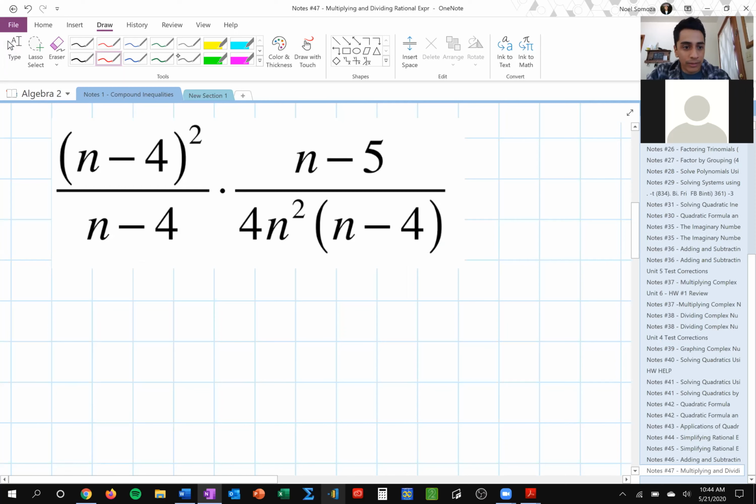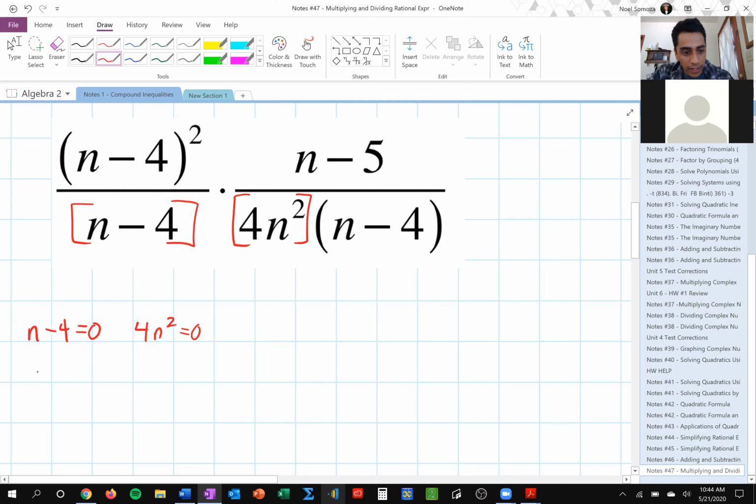Well, since one of my excluded values comes from here, having an n minus 4 as a denominator, and the other one would come from 4n squared as being part of the denominator as well. Now, the reason why I don't need the other n minus 4 is because it's the same number, right? So I don't need to solve n minus 4 twice. I can just do it once. So let's set that up real quick. N minus 4 equals 0, and then 4n squared equals 0.